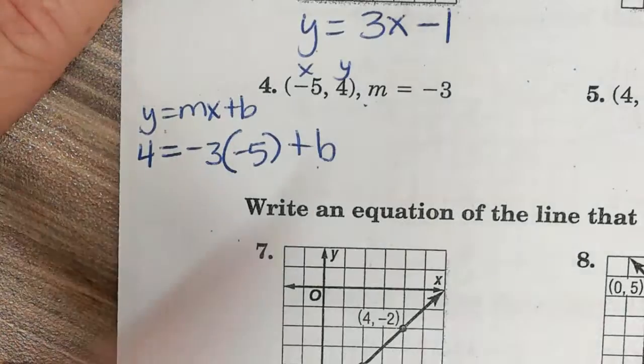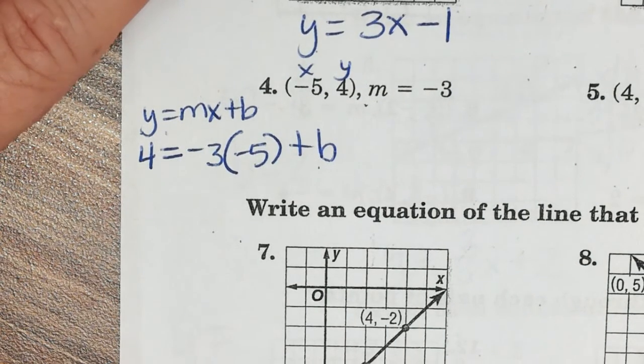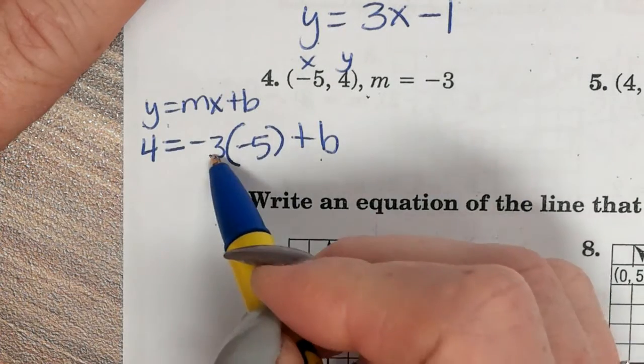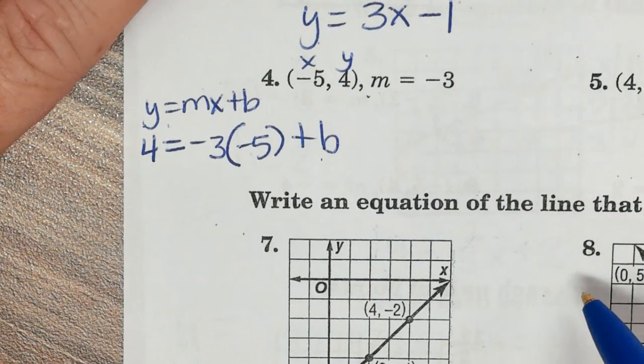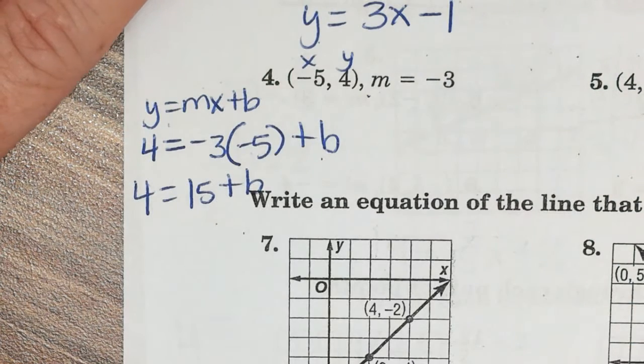Now you could solve that equation in your calculator. It's a waste of time. You should be able to do it in your head. Yes? All right, what is -3 times -5? So I have 4 equals 15 plus b.